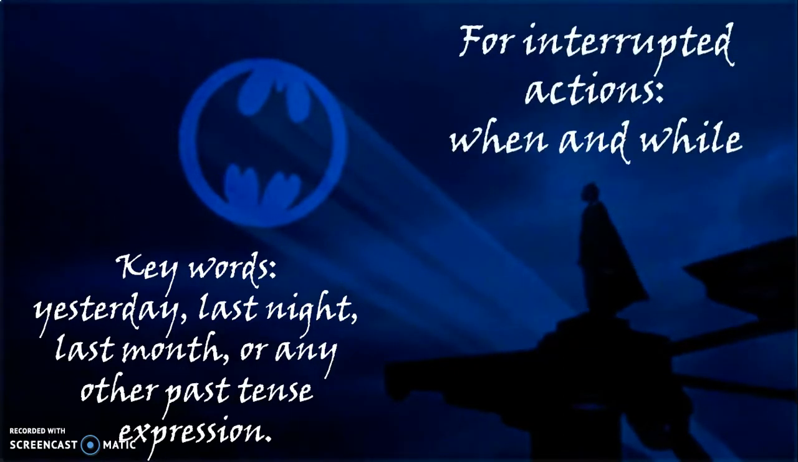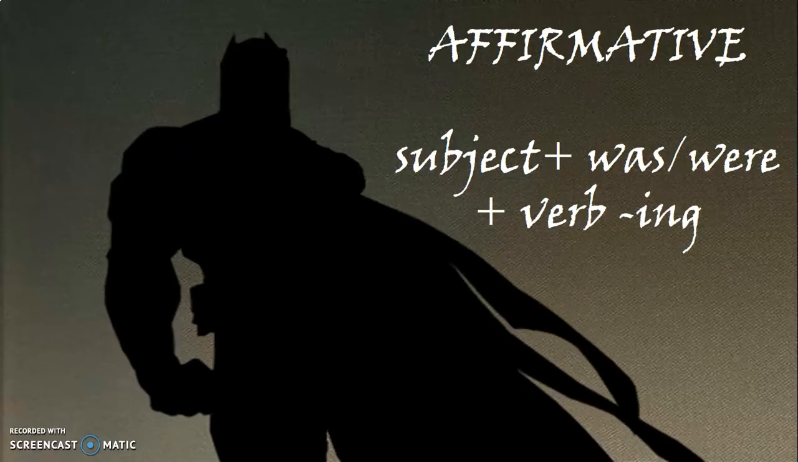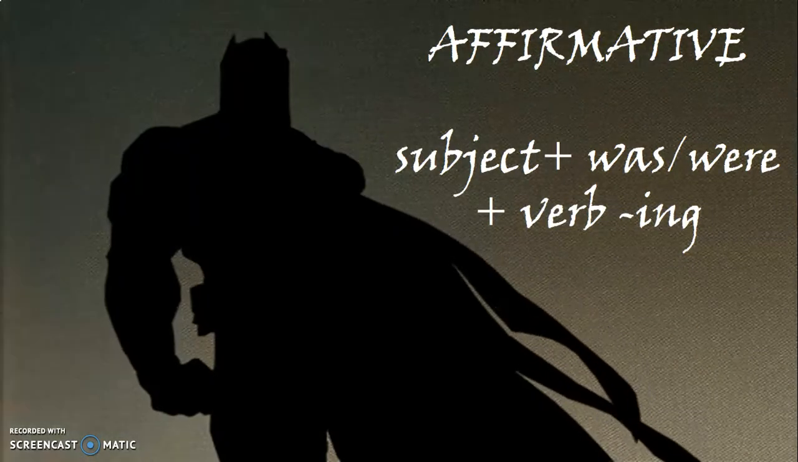And here we have, for interrupted actions, we can use when and while. Para las acciones que han sido interrumpidas, vamos a utilizar when y while como palabra clave. After this, here we have the affirmative structure that is subject plus was plus were plus the verb in ing. Recuerda que esta es la estructura que vamos a utilizar para hacer nuestras oraciones en afirmativo.